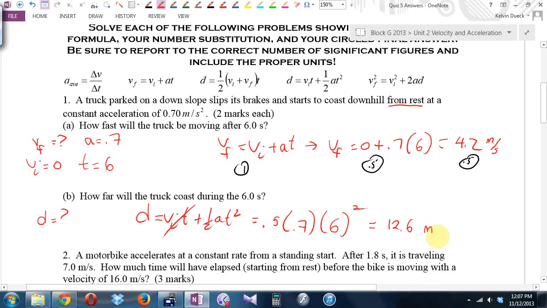Technically 13 is correct, going to 2 sig figs. You're right.